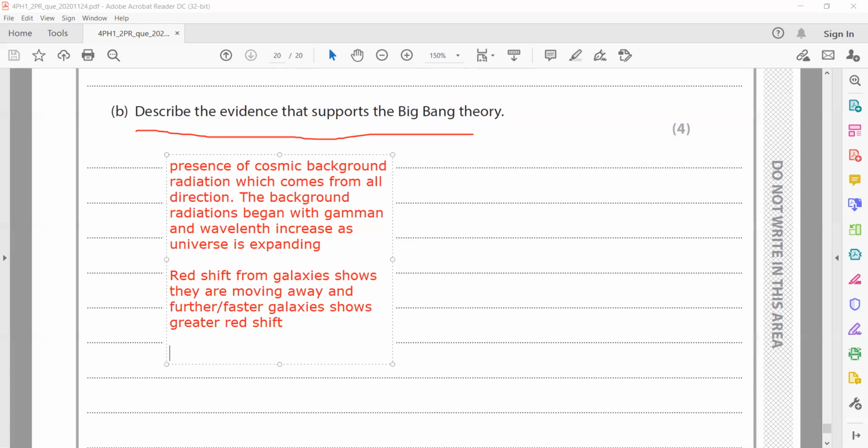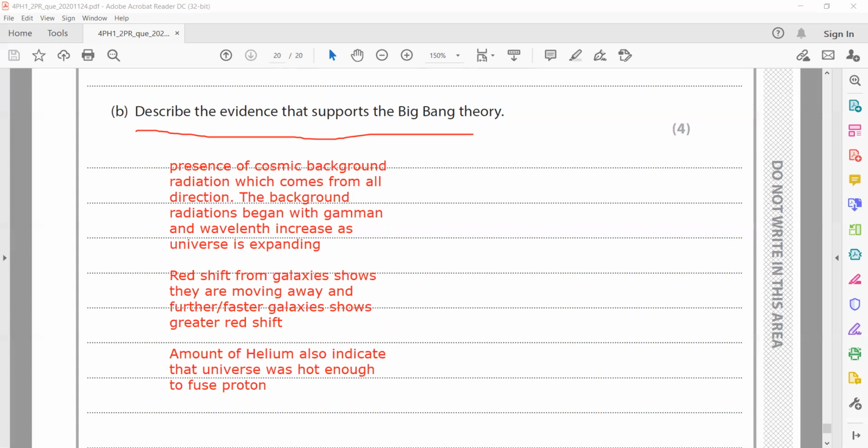And the amount of helium also indicates that the universe was hot enough to fuse protons, because proton fusion releases helium. So these are some points which show the evidence that supports the Big Bang theory.